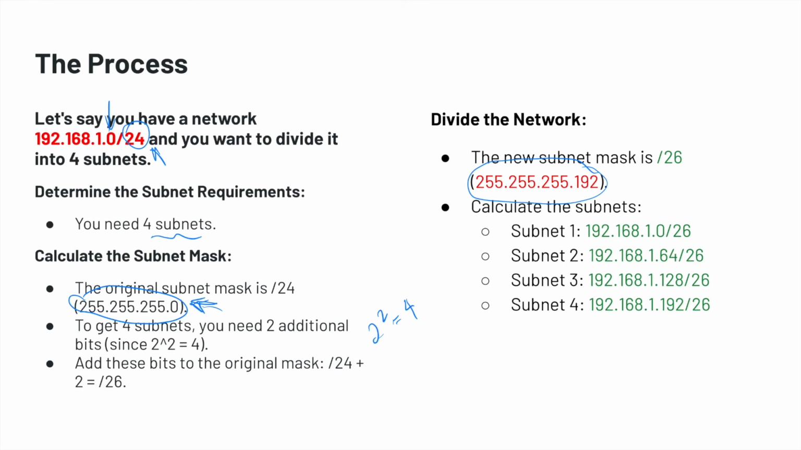So we can say that from 192.168.1.0 to 63, those are all going to be subnet 1. 64 to 127 would be subnet 2. 128 to 191 would be subnet 3, and 192 to 255 would be subnet 4. And those are all the ranges that correspond to our different subnets.